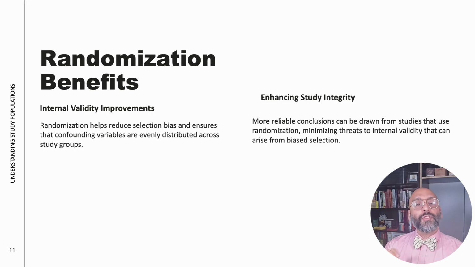It does this by reducing selection bias. And what is selection bias? Well, selection bias occurs when the people who receive a treatment differ in systematic ways from those who do not. So randomization assigns participants to groups by chance, not by choice. And this helps distribute the confounding variables evenly across the groups. So what's a confounding variable? Well, a confounding variable is any factor, measured or unmeasured, that could influence outcomes independently of the treatment.